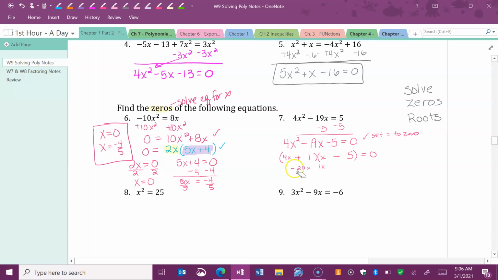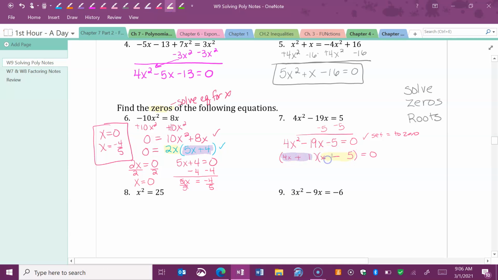Let's just double check that again just to be sure. 4x times x is 4x squared. 4x times negative 5 is negative 20x. 1 times x is positive 1x. 1 times negative 5 is negative 5. That works. So my last step is setting each factor equal to 0.